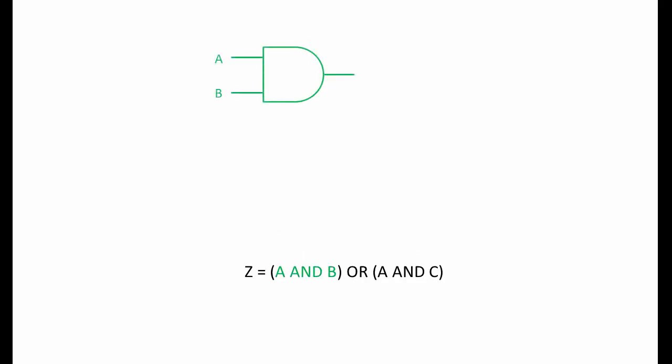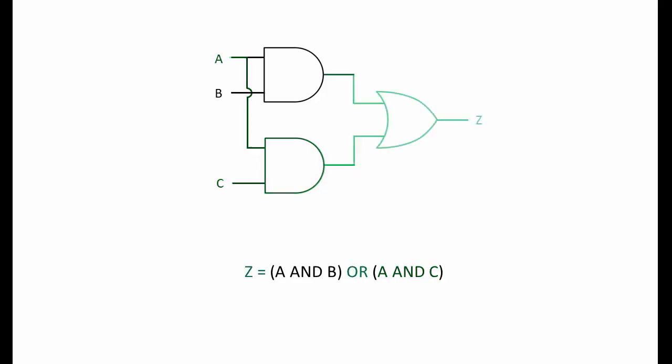Start by drawing the AND gates. First, A and B. Then A and C. There's only one input called A, but a junction allows the same input to be fed into both AND gates. Finally, the outputs of the AND gates are then processed by an OR gate. And there you have it.